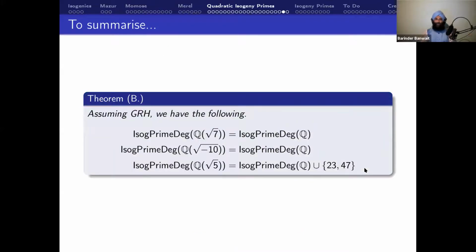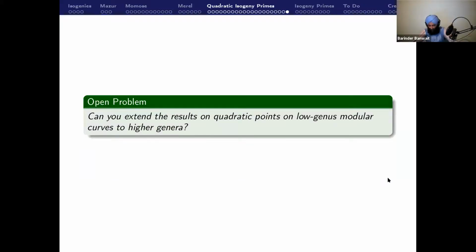Anyway, so to summarize all of that, assuming GRH, one gets the first instances of the determination of these isogeny primes for number fields other than Q, and here are some examples. So you might be asking, well, why not get it for loads of other examples? One blocker for sure is the work on quadratic points on low genus modular curves. If that could be extended to higher genera, that would be very useful in and of itself, but also it would help to get a clearer idea of what's going on with these sets of isogeny primes.